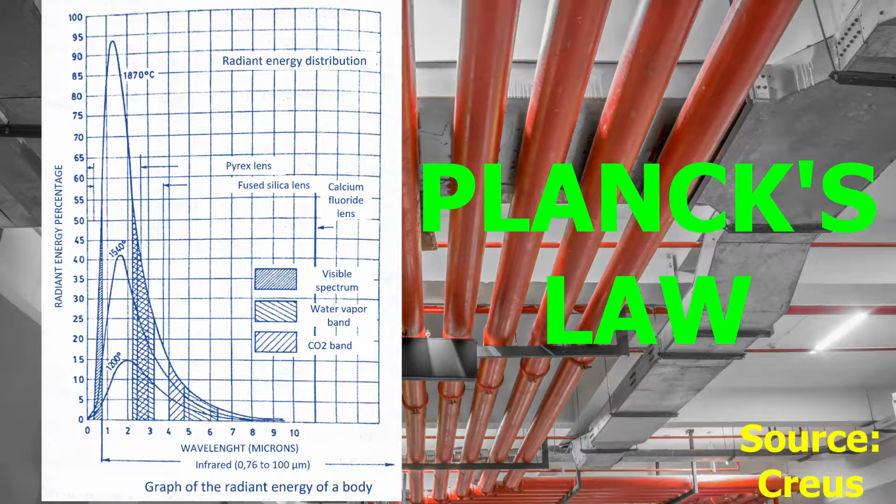Here we can see a graph of radiant energy of a black body at various temperatures as a function of wavelength, and it is based on Planck's law of thermal emission of radiant energy. In industrial temperature measurement, thermal wavelengths range from 0.1 microns for ultraviolet radiation to 12 microns for infrared radiation.